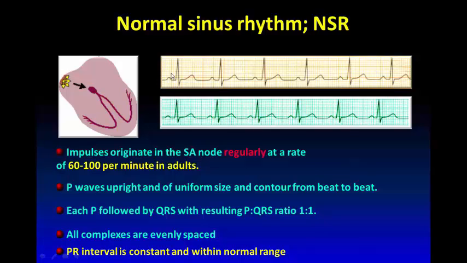Each P wave is followed by a QRS complex, resulting in a ratio between the P waves and the QRS complexes of 1 to 1. Also, the normal sinus rhythm shows that all complexes are evenly spaced, hence the time interval between the successive P waves and the time interval between the successive QRS complexes are equal. The PR interval in a normal sinus rhythm is constant and within the normal range of duration.